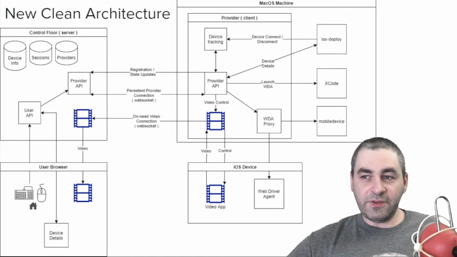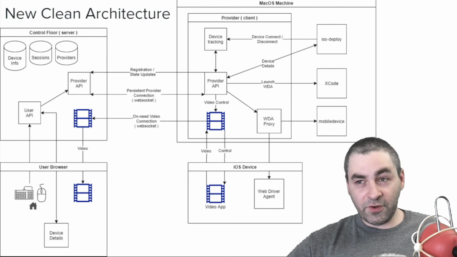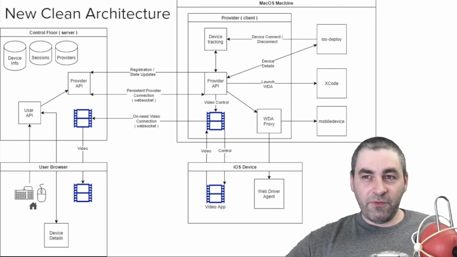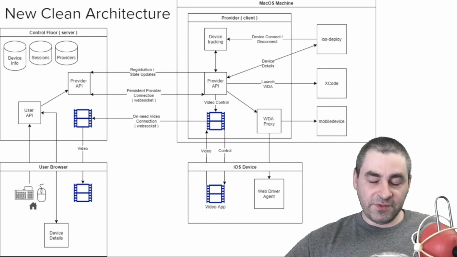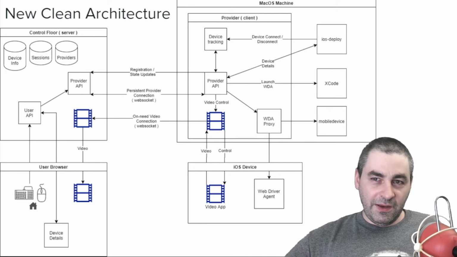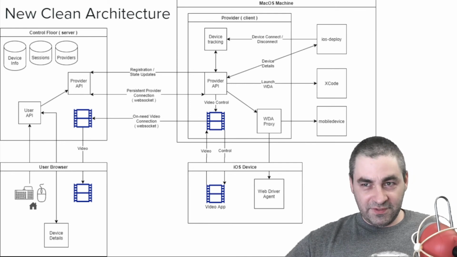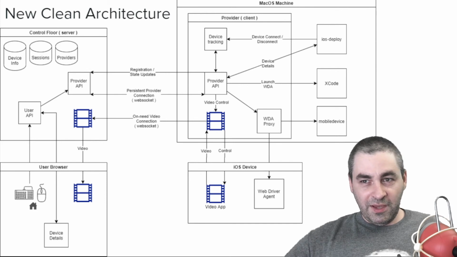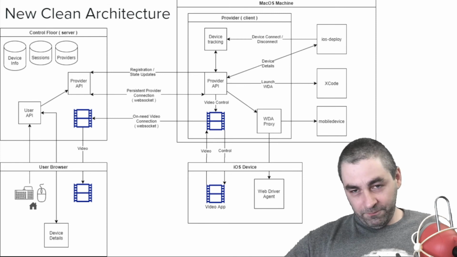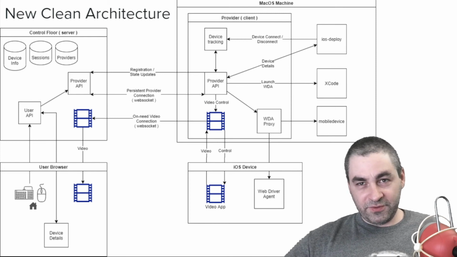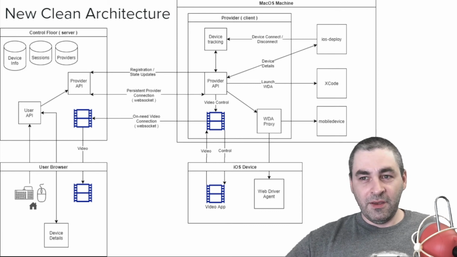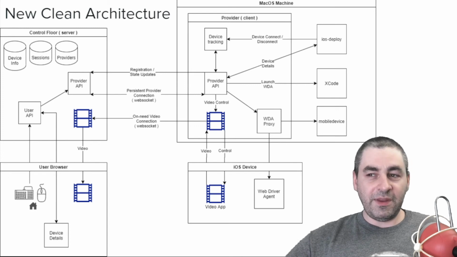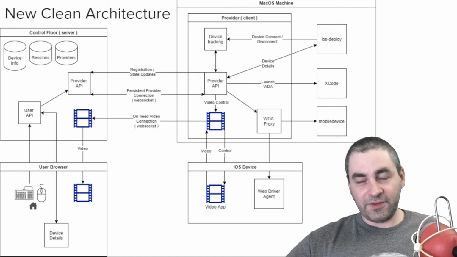A single provider runs on a macOS machine, and in the near future also on Linux machines. It recognizes iOS devices that are connected to it, and then communicates to ControlFloor that those devices exist and are ready to be used. It provides the information for the video stream to ControlFloor, so that when you activate it within the browser, it can connect the browser to the server. The server in turn connects to the macOS machine, which in turn gets the video from the actual iOS devices, as well as relaying commands back and forth.